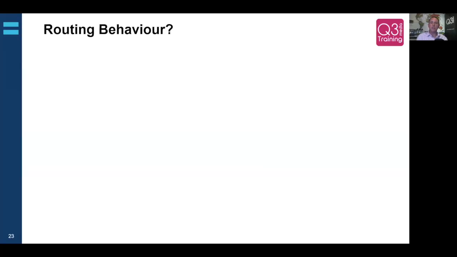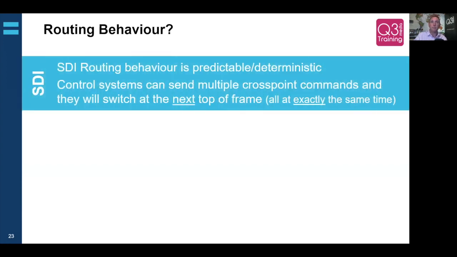A big thing that's become evident on a number of projects I've seen recently is the behavior of the routing. And this is where there really is a massive difference between SDI and IP. And this is where you really need to be aware of it, because it can catch a lot of people out.